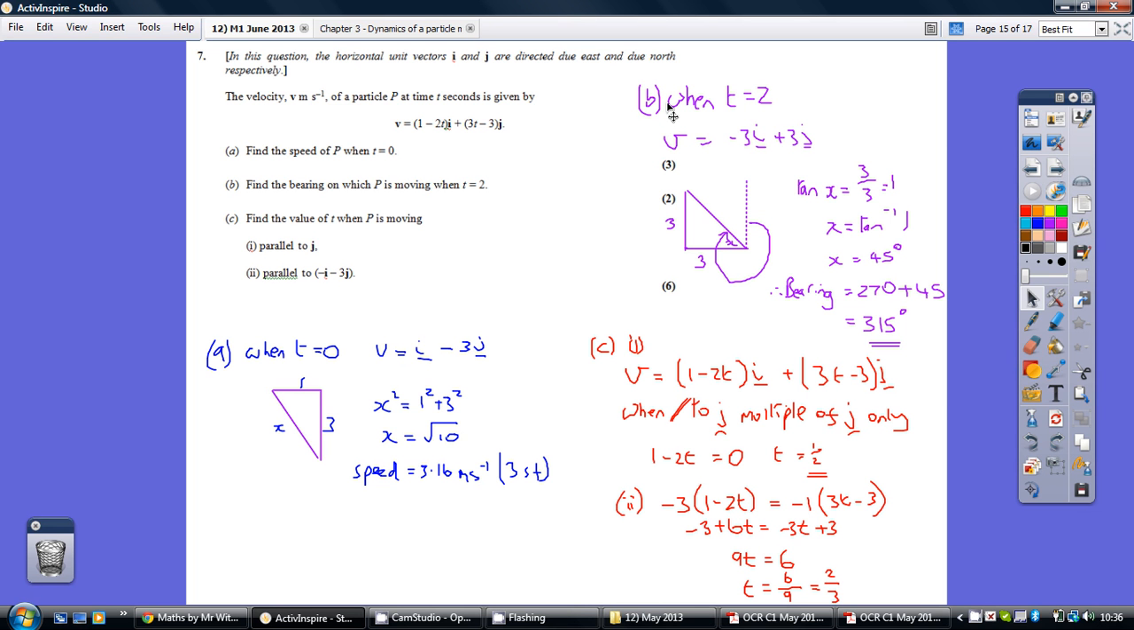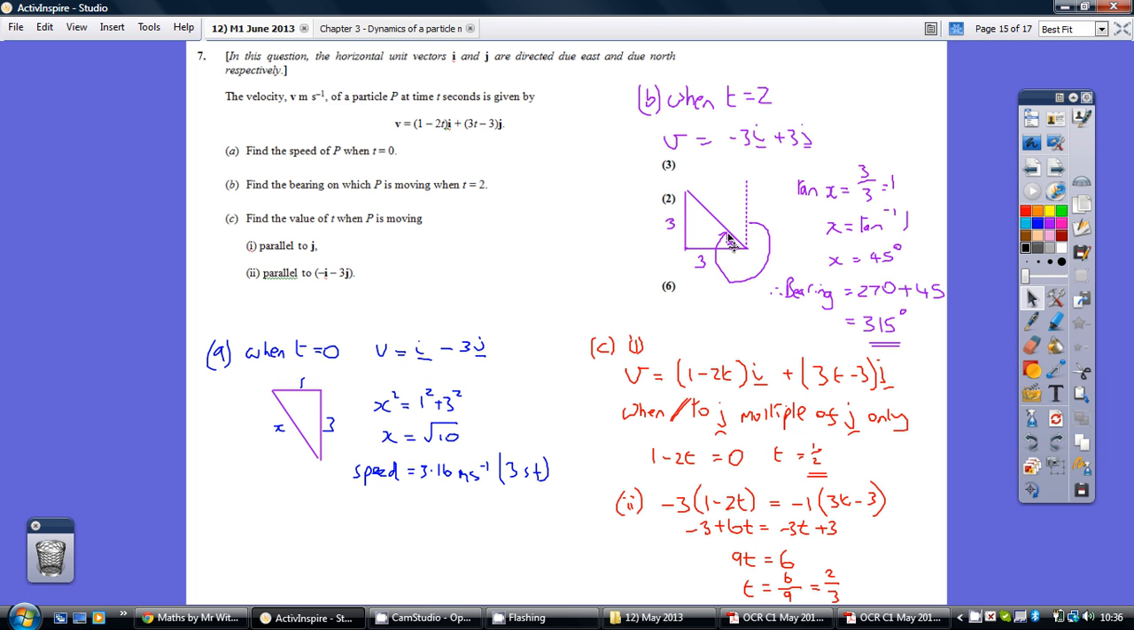Part B rather, when t is 2, substitute 2 in, and that gives us the vector v equals minus 3i plus 3j, which I've sketched here. First of all focusing on the acute angle, opposite and adjacent, we've got tan being 1, so that's 45 degrees, which obviously it was going to be as we've got a 90-degree angle and two sides the same.